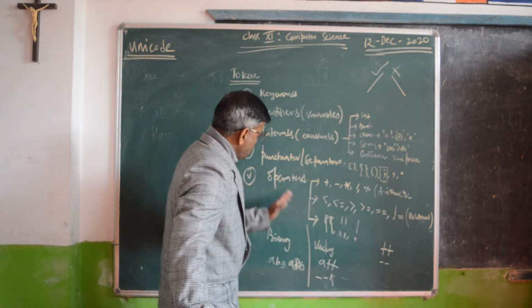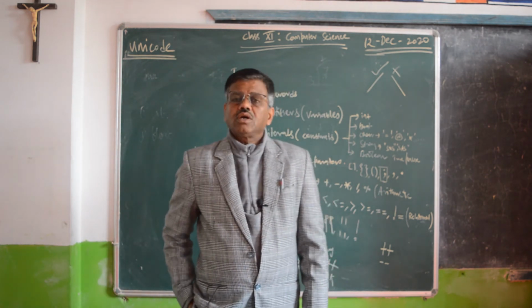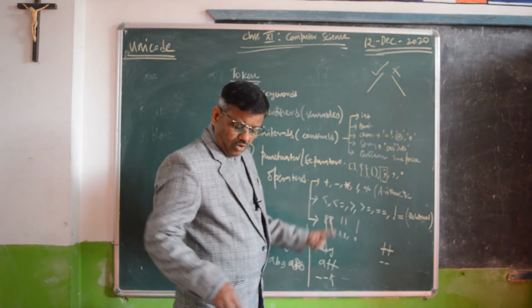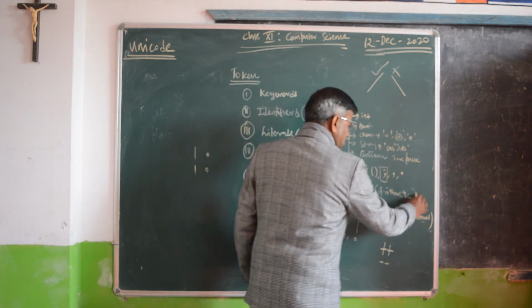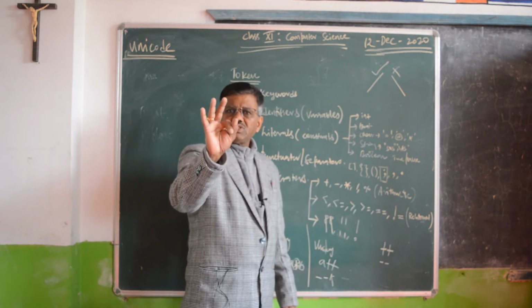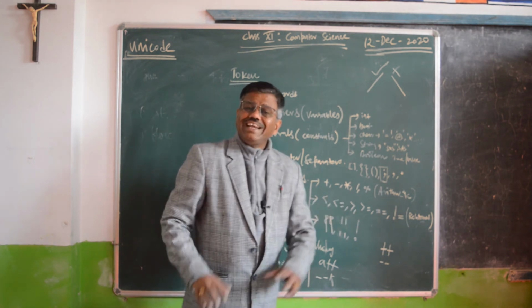I repeat again, boys and girls, operators. There are very many operators which I am going to introduce in due course of time. First of all, let me tell you, these are called arithmetic operators. What are arithmetic operators? Five operators: plus, minus, asterisk, slash and modulus. Then relational operators.